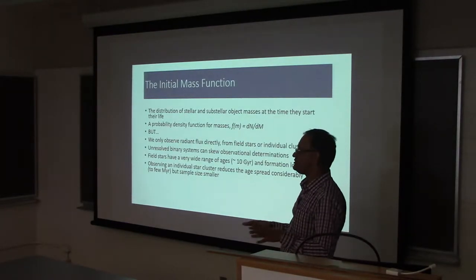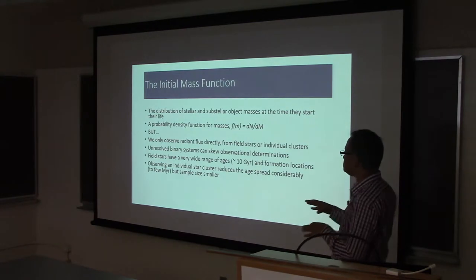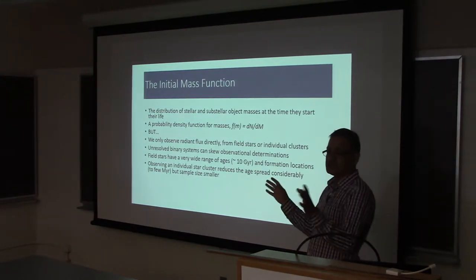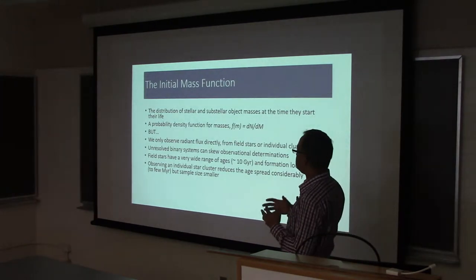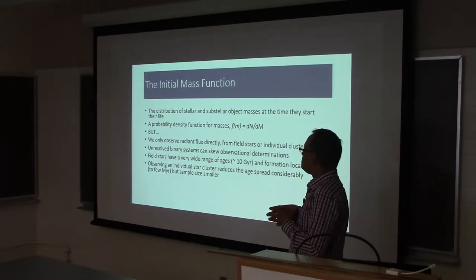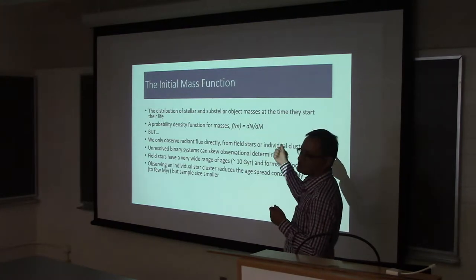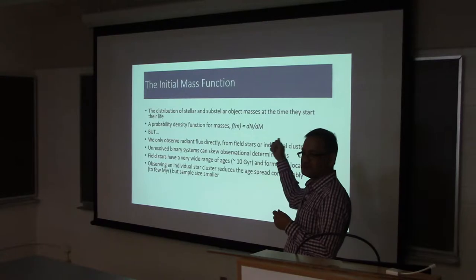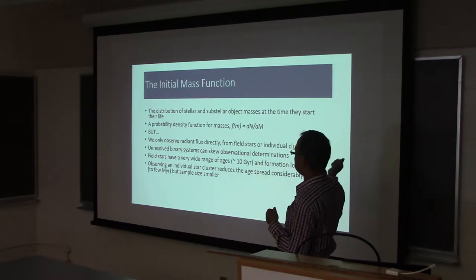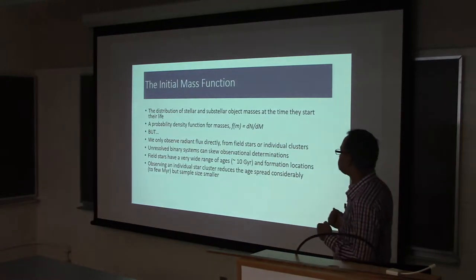If you're doing a field star IMF, general field, then of course all those stars formed at different locations. They could have different metallicities. They could have different ages. And so you have to somehow take all that into account if you believe that the initial mass function is a universal function. You almost have to assume it's some universal function and then work backward from the data.